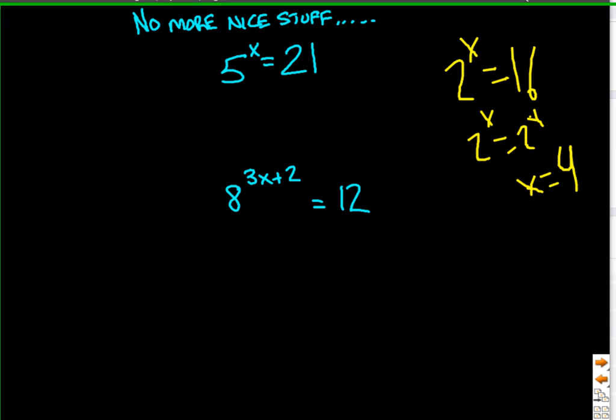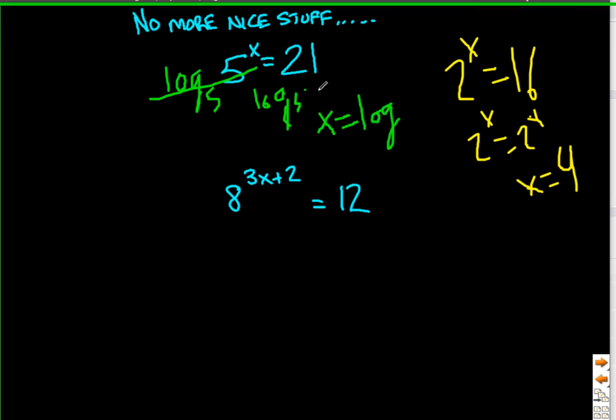We need to undo this exponential, which means I need to take a logarithm of both sides. Specifically, I need to take a log base 5, because that is what the base is on this side. So log base 5 of 21. So when you do that, the log base 5 and the 5 cancel out, and you're left with x equals log base 5 of 21. And honestly, you can leave it just like that unless you're looking for a decimal answer, and we'll talk about how to get that here in a moment.